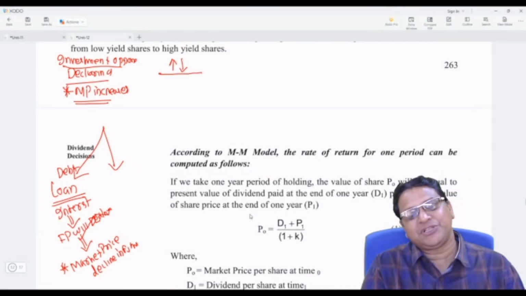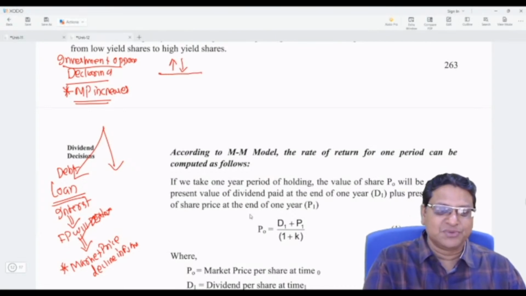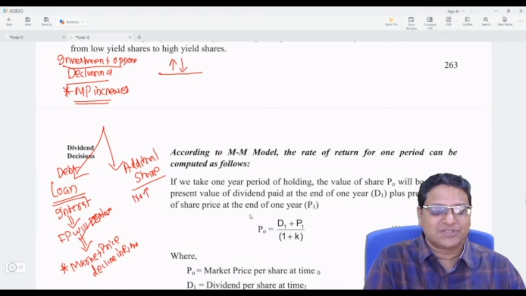Nay, the firm may choose that in future I will issue additional shares. If additional shares are issued in future, the number of shareholders will increase. If the number of shareholders increases, then earning per share will decrease. If per share earning decreases, the market price will decline.